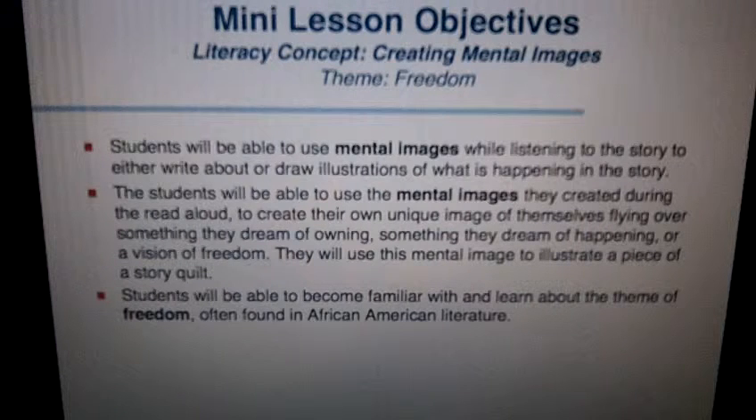Here are several objectives that I want to focus on throughout my lesson. Students will be able to use mental images while listening to the story to either write about or draw illustrations of what is happening in the story.